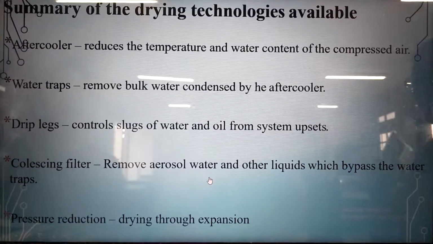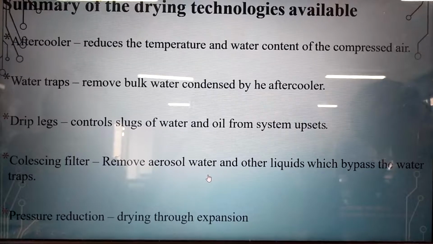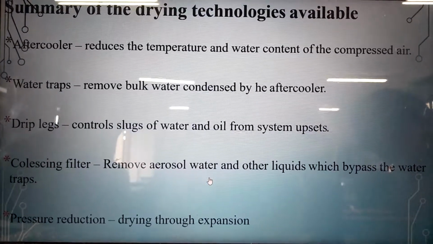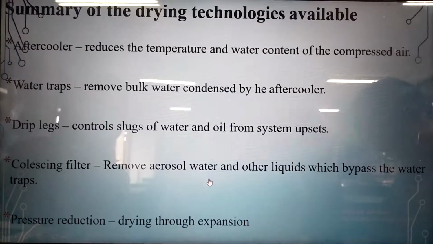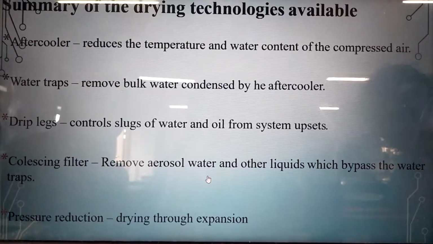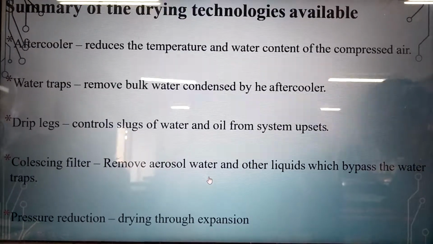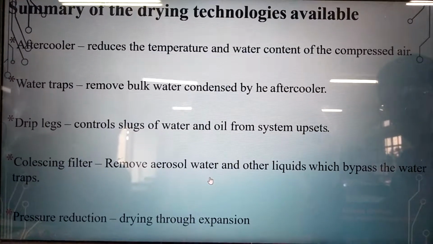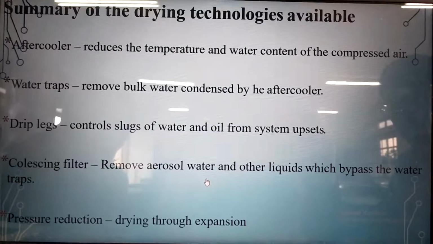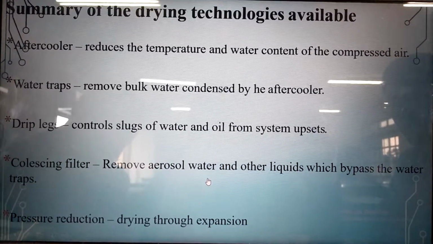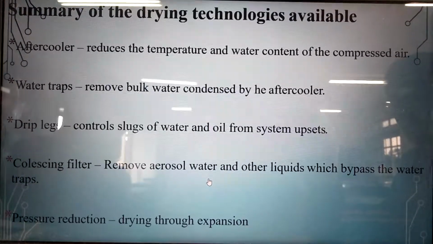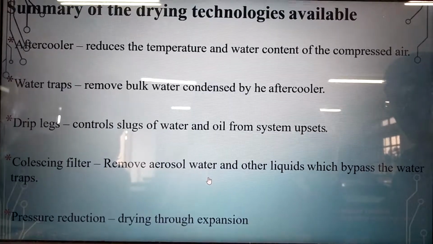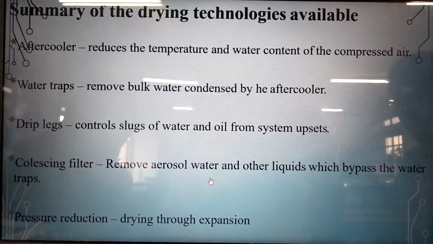Summary of the drying technologies available. Aftercooler: reduce the temperature and water content of the compressed air. Water traps: remove bulk water condensed by the aftercooler. Drip legs: control slugs of water and oil from system upsets. Coalescing filter: remove aerosol, water and other liquids which bypass the water traps. Pressure reduction: drying through expansion.